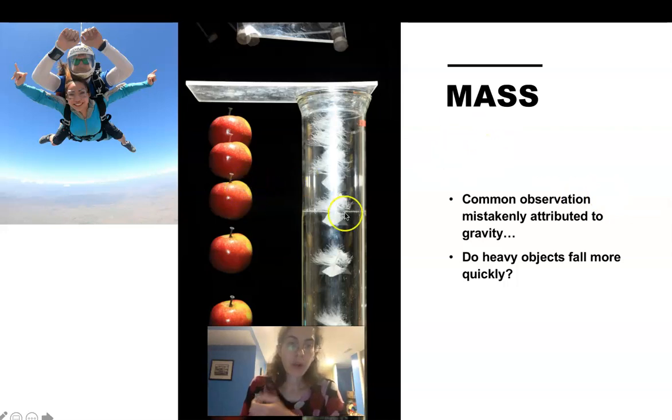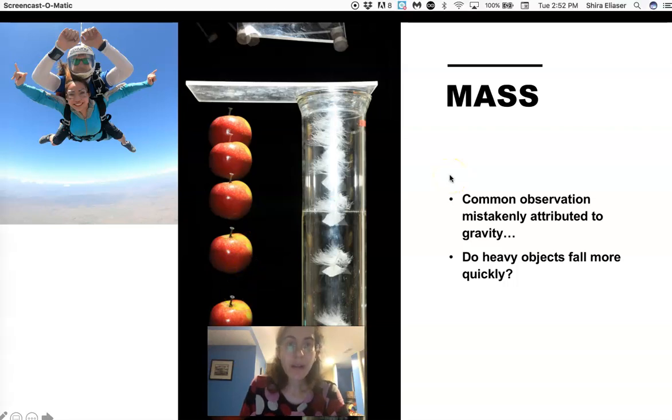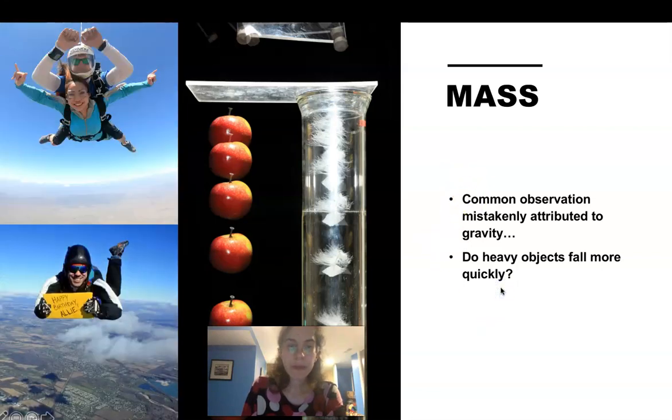Try the old drop an apple and a feather, or drop a hammer and a feather. Try it now. Try it with a pencil and a piece of paper. You will see that clearly the heavy object falls more quickly. But this isn't gravity. It's not that the heavy object falls more quickly. It's that the lighter object has more air resistance and therefore doesn't fall as quickly. It falls more slowly because it hasn't been picking up as much speed.